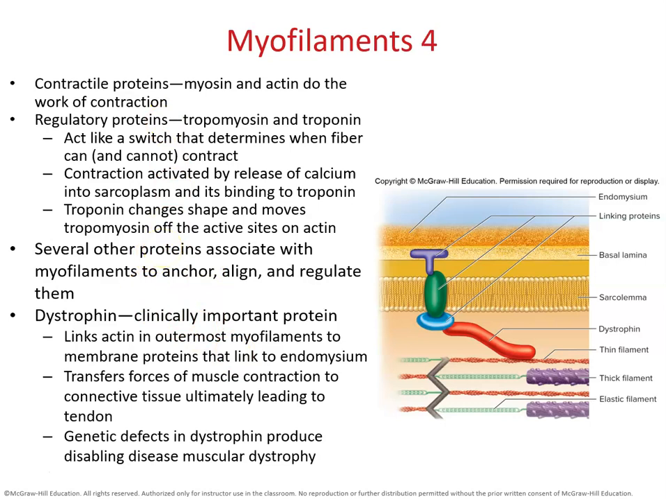Okay, one of these proteins that's really important is called dystrophin. Okay, dystrophin, if there's a problem with dystrophin, it can lead to several different clinical problems. Okay, so what dystrophin does is it links the actin to the myosin filaments and then links the myosin filaments to the endomysium. So this is how specifically the muscles connect to the tendons. And if there's a problem with dystrophin, one of the things that we can see is the disease muscular dystrophy.